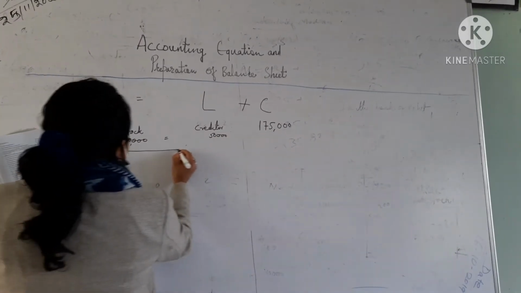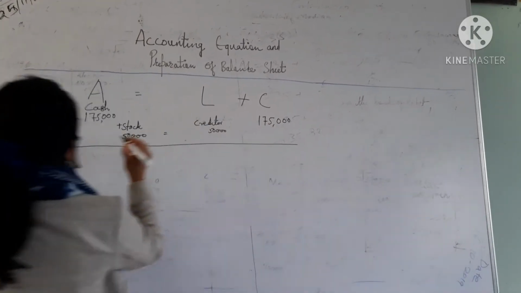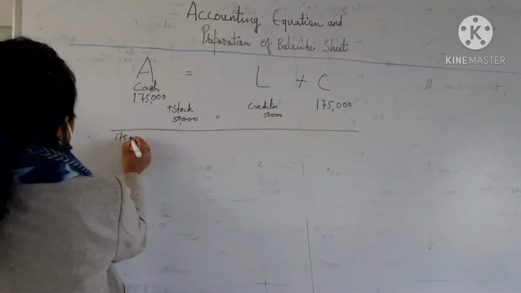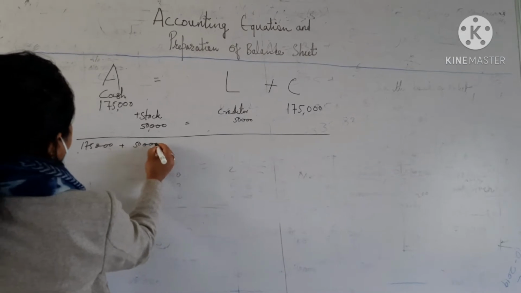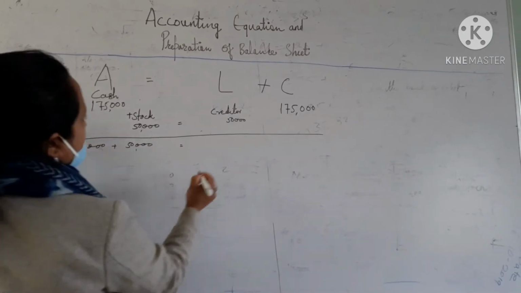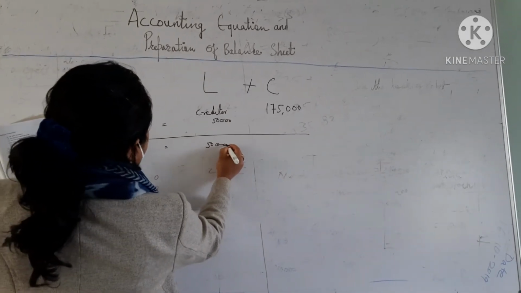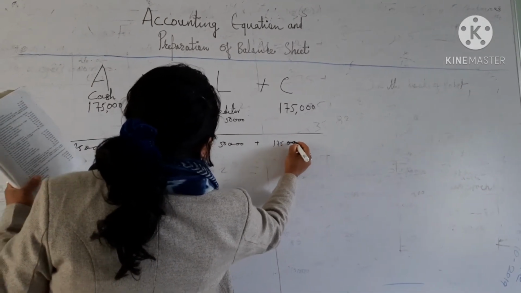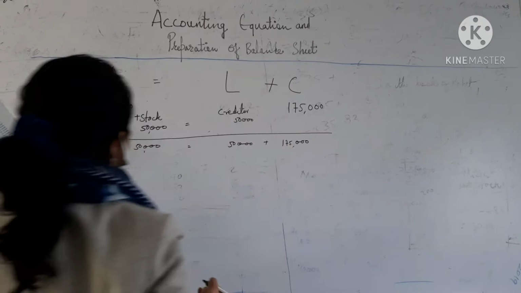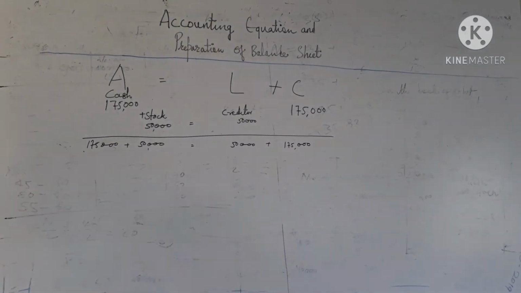Now we balance the account. Cash position 1,75,000. Stock position 50,000 on the asset side. Now on the liability side, creditor position 50,000 and capital was already there. It is 1,75,000. Now, okay, so this is the effect.